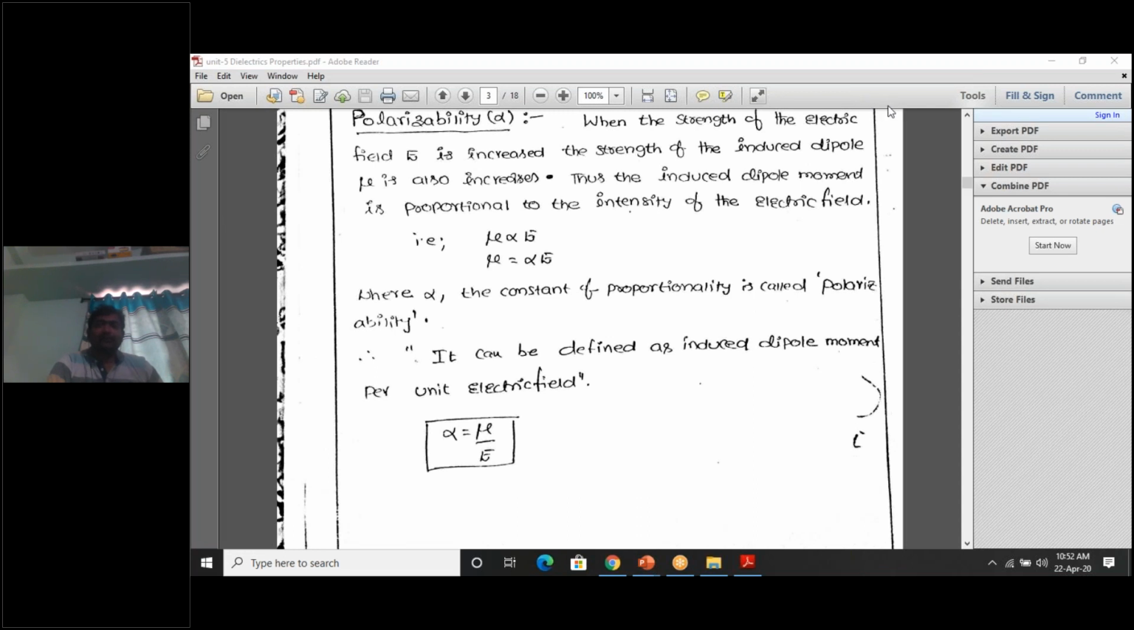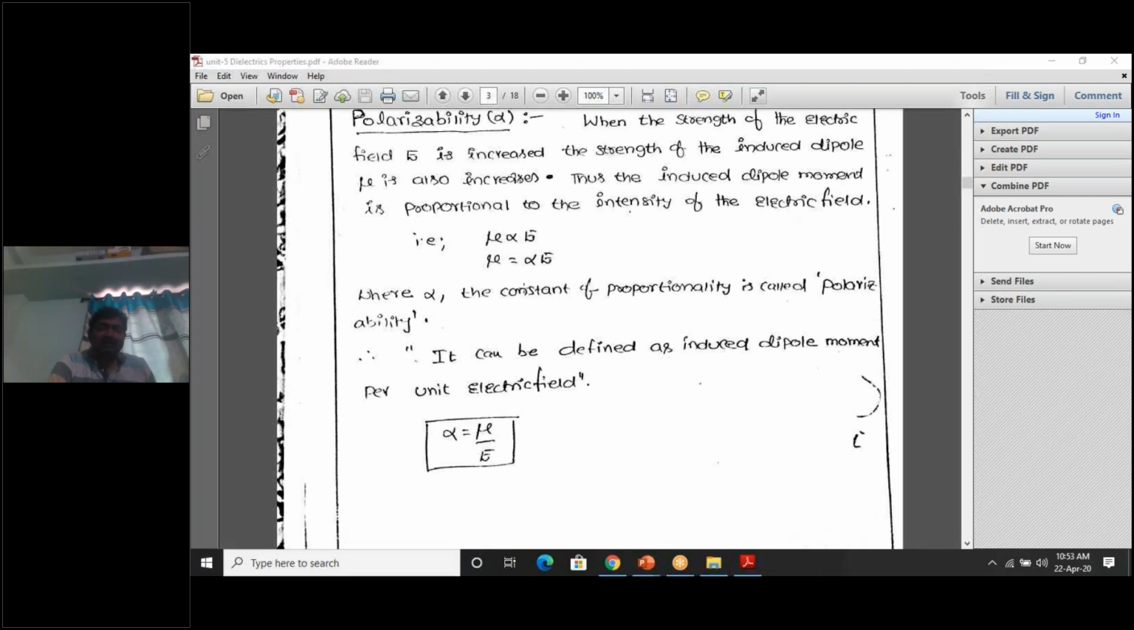This dipole moment mu is directly proportional to the applied electric field. If you remove the proportionality sign, you get a constant that is equal to alpha. What is alpha? You see, this is alpha, and this is proportional. They look the same, but they have different meanings. This is proportional, and this is alpha. Here alpha is a proportionality constant.